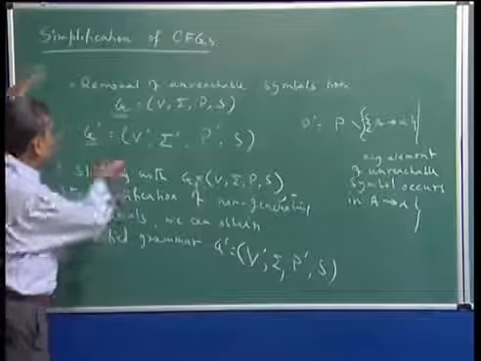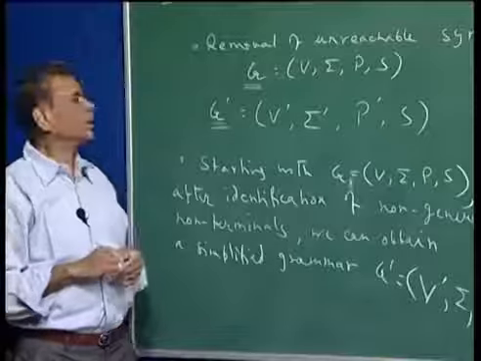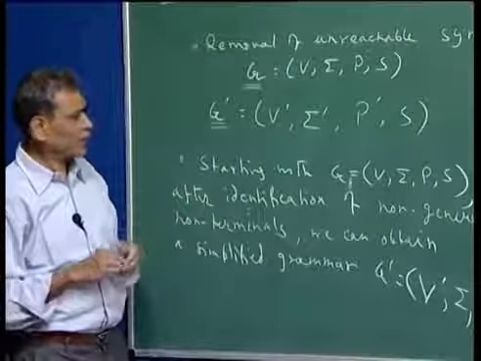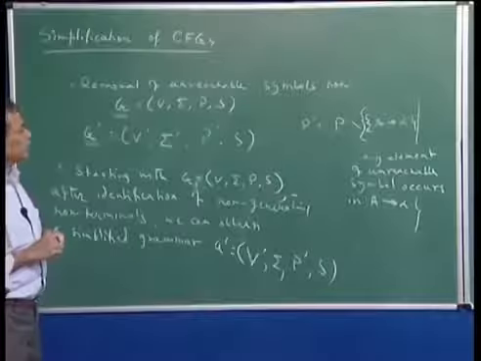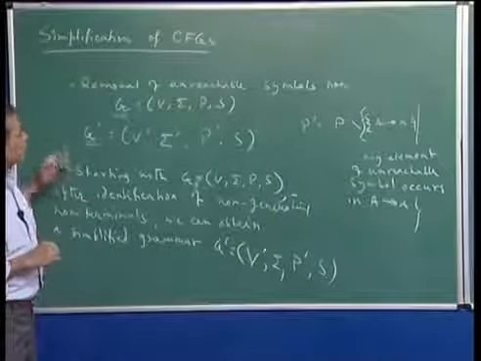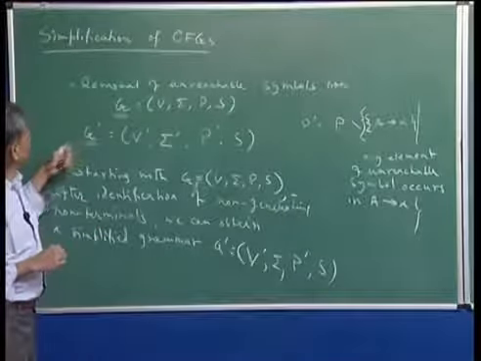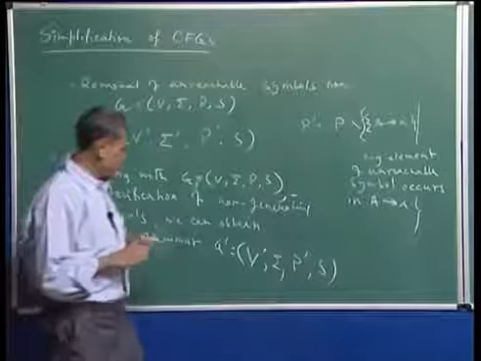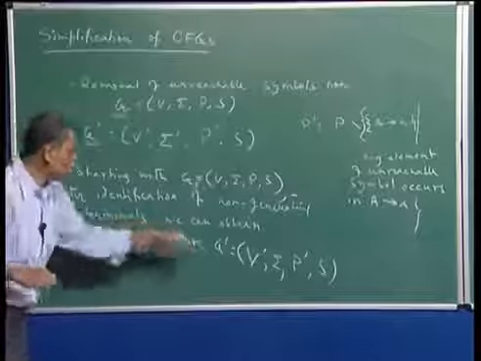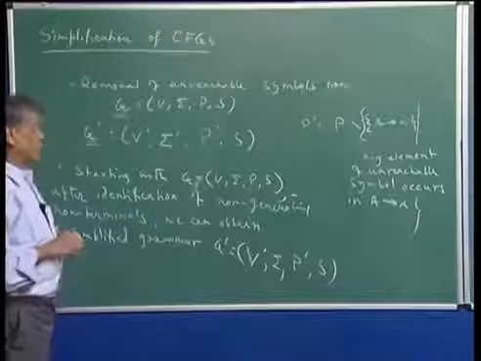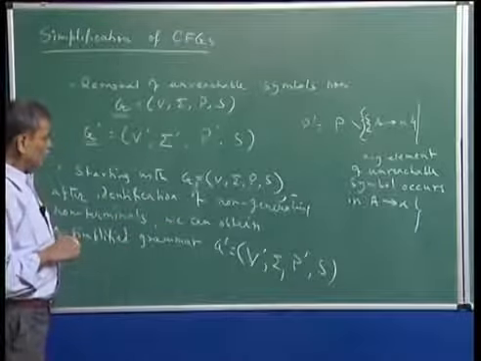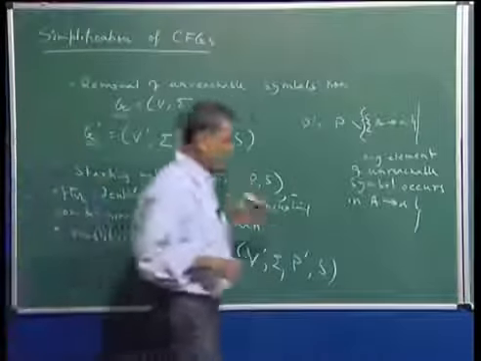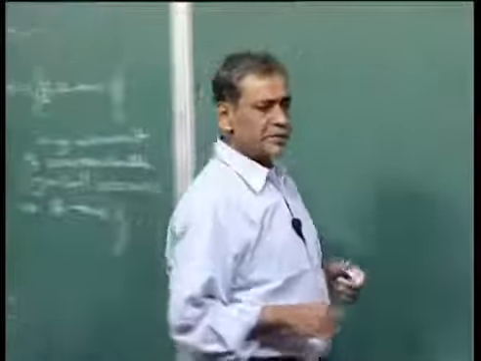So, these two simplifications we can do separately, and it is easy to see that whatever we have said is correct, in the sense that this G dash will indeed generate the same language as G, and similarly here also this G dash after removal of non-generating non-terminals will also generate the same language as G. At the same time, in both these cases the grammars are simplified.